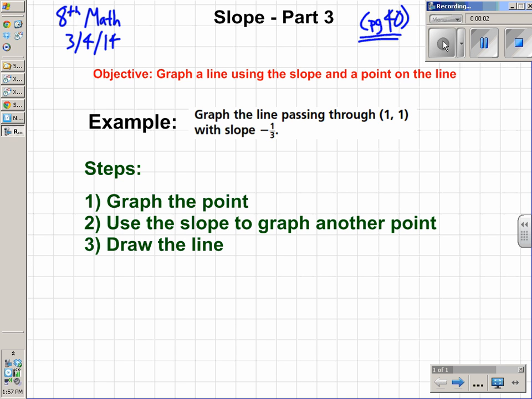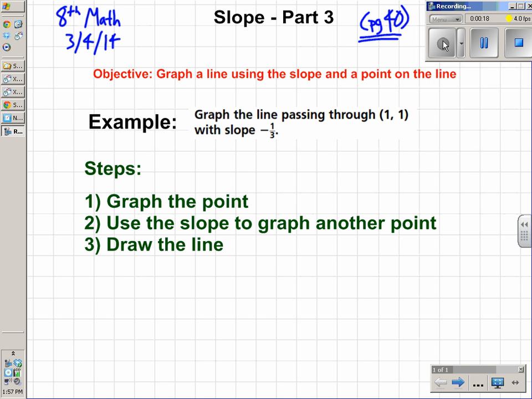All right, class of 2022, let's go ahead and do some math notes. Today is March 4th, 2014, and this is going to be page 40 of your notes. The title, you can put slope part 3 at the top.